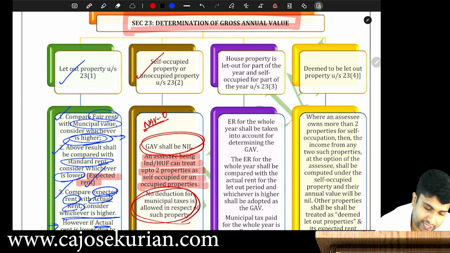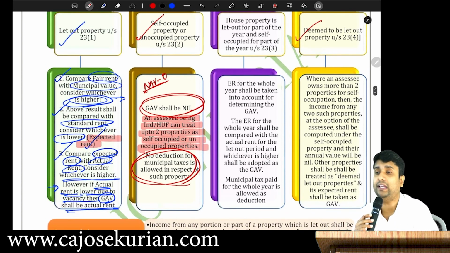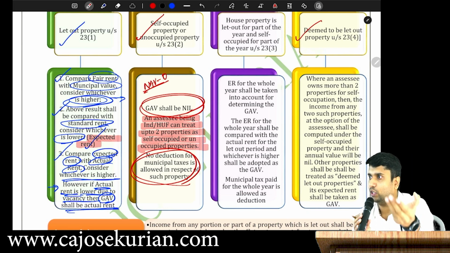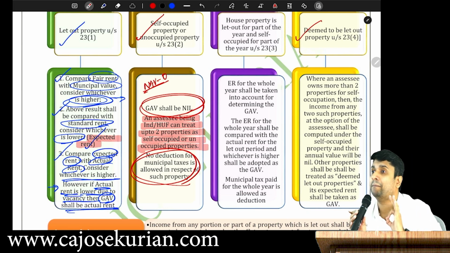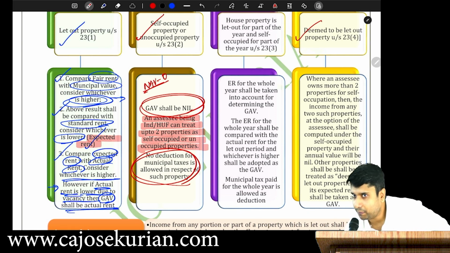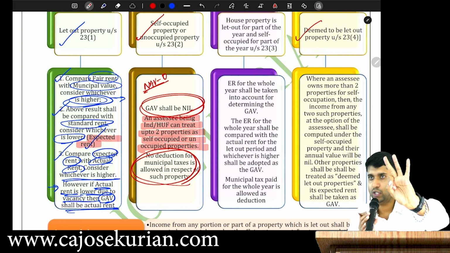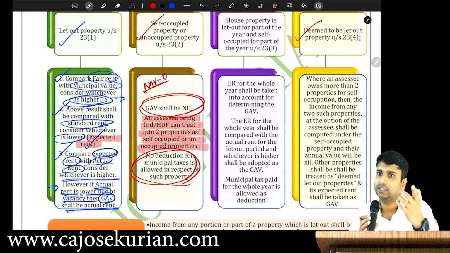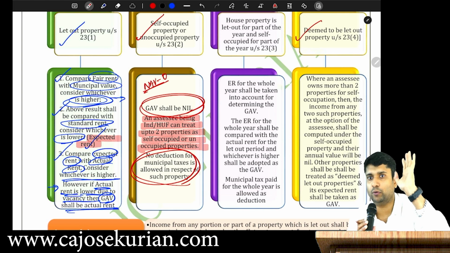So we will directly go to the deemed let out property next. What is deemed let out property? A person can show only 2 houses as self-occupied properties. The third one, if you own it and you are not letting it out, you are staying there, has to be mandatorily deemed to be a let out property. I have 3 houses: 2 let out, 1 self-occupied. Then the 1 self-occupied is 0, and for the 2 let out you have to compute the GAV.